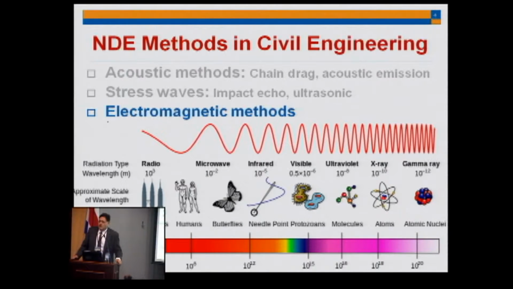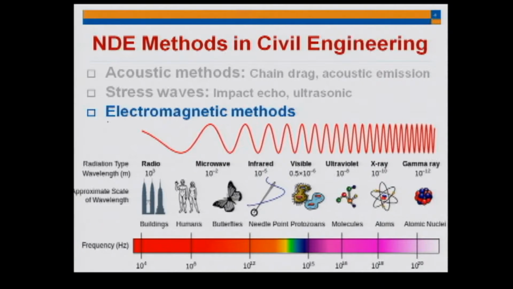The one that I'm going to be talking more about is the electromagnetic waves. The electromagnetic waves cover a big range of frequency or wavelength. The wavelength can be from hundreds of meters to much smaller than nanometers. So we are talking here about a big range, and I'm sure you are familiar with many of these areas.